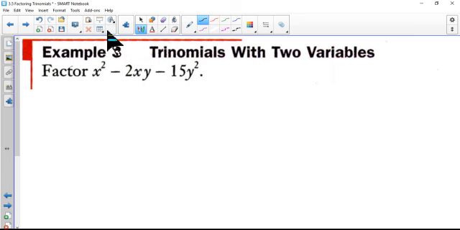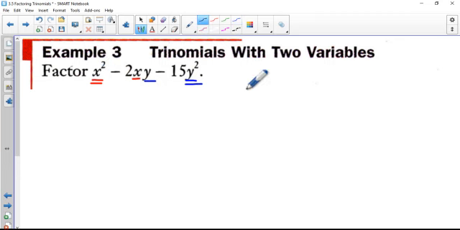So now we're going to look at the last method for the day. It's trinomials with two variables. So what does that mean? Well, notice we've got x's. We also have y's. So I did this on purpose to show that there's an x squared here, a y squared here, and then single terms in the middle.